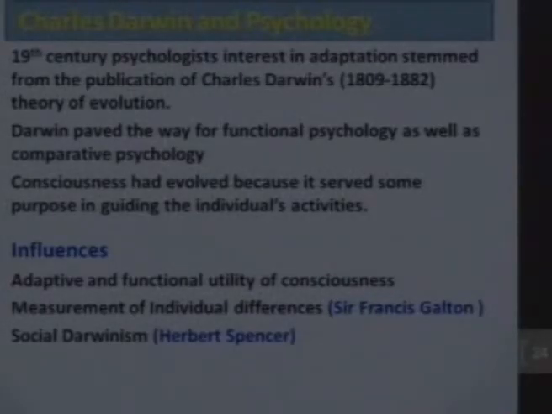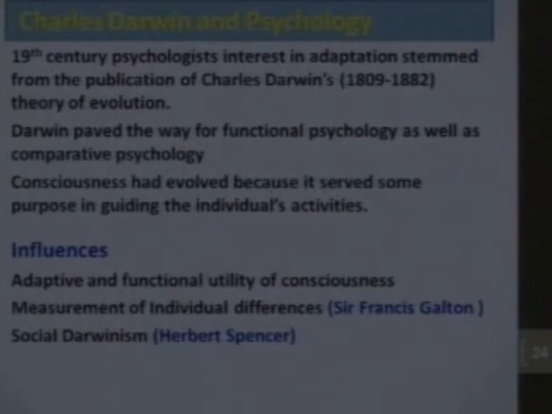Now we come to the contribution of Charles Darwin to psychology. What was Charles Darwin's contribution to psychology as a science? Functionalism, which we see developed at the beginning of the 20th century, was directly reflecting Darwin's views on adaptability and evolution. Some believe that consciousness evolved because it served some purpose in guiding the individual's activities.